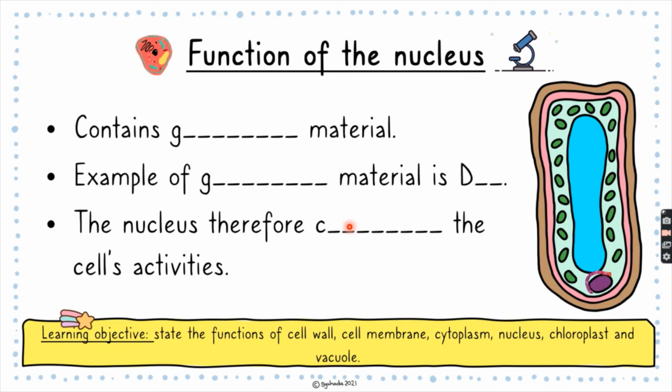Next is the nucleus, which is that part right there. The nucleus contains genetic material. For example, the genetic material is called DNA. So you can find your DNA right inside this nucleus. And the nucleus, therefore, its main job is to control the cell activities. So it tells the cells what to do.